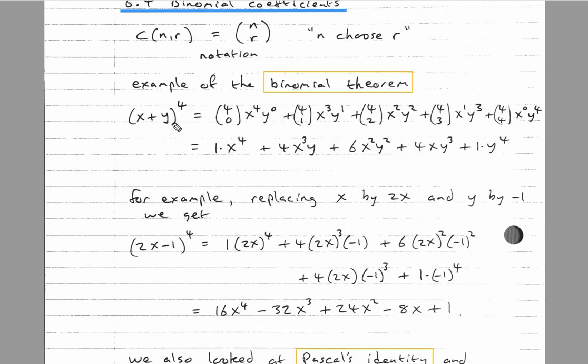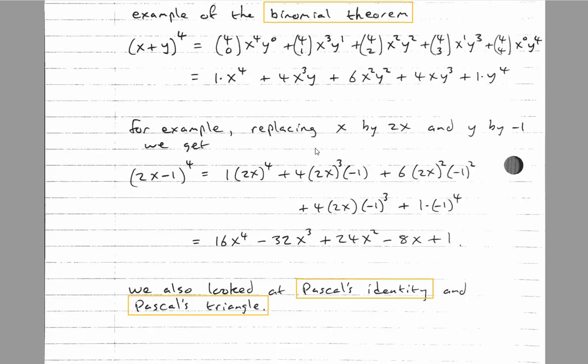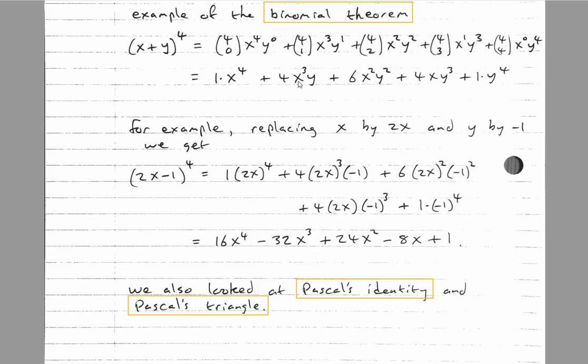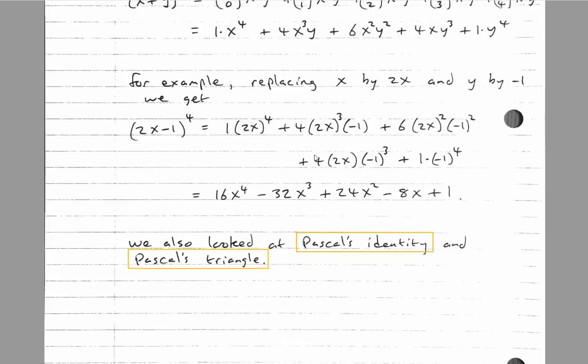All right, so this binomial theorem, we're just looking at the 4 case, but it's very, very useful. And in this section we also looked at Pascal's identity and Pascal's triangle, so making a triangle out of these coefficients. All right, so that's just a quick review of chapters 4 and 6.